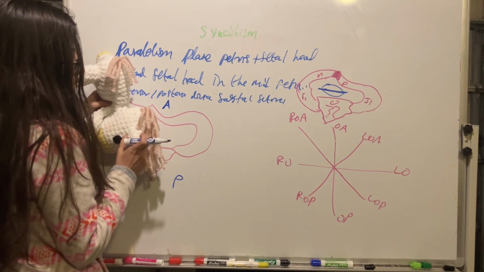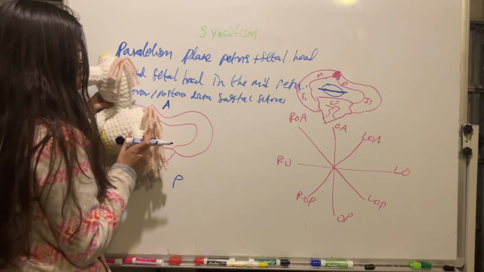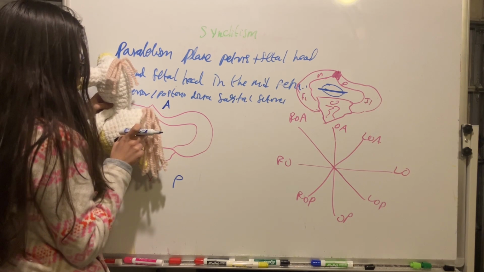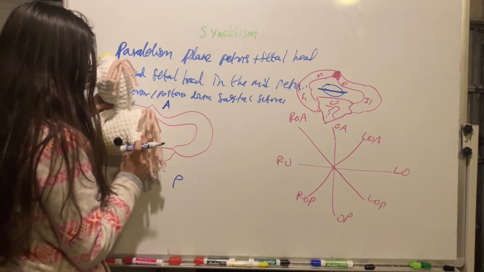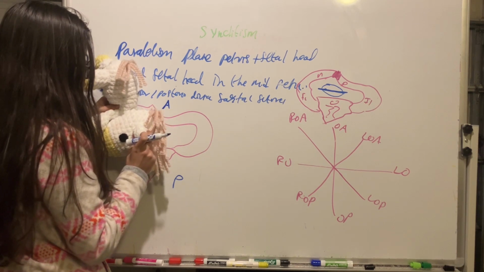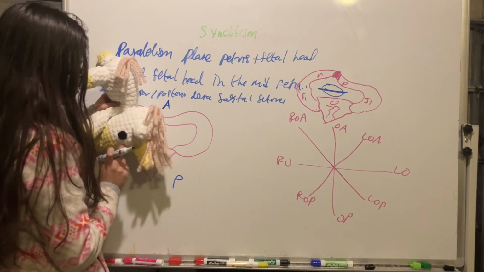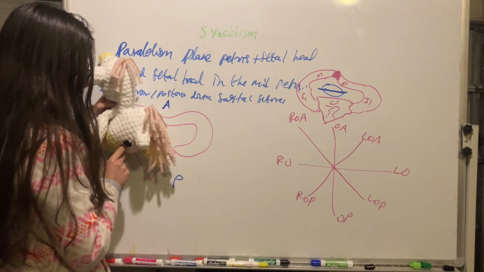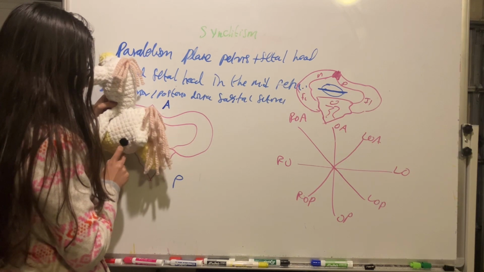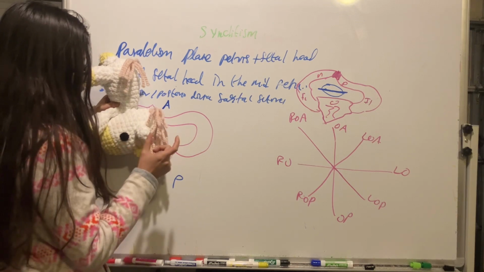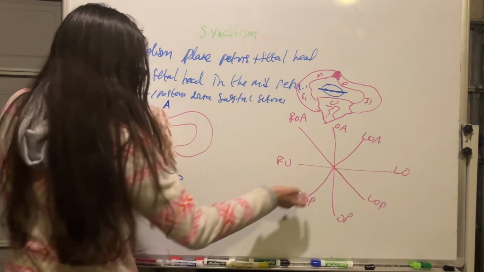But what is synclitism? With this same variation of position, I can tilt the head some way anteriorly, or the sagittal suture can be tilted anteriorly or posteriorly, but this is not changing this position.